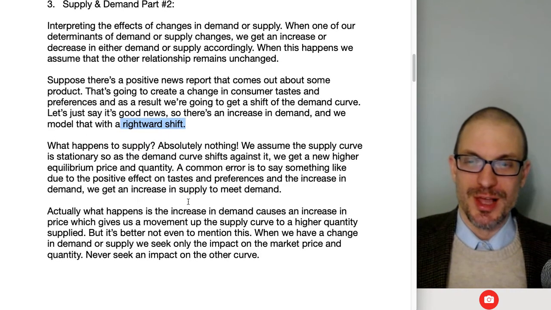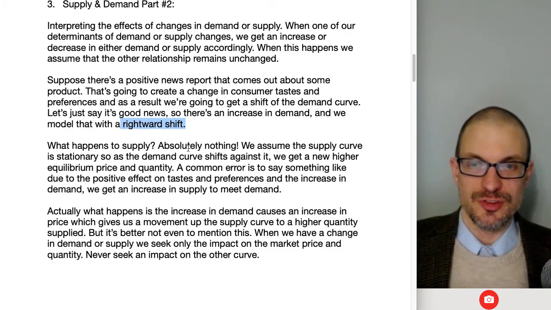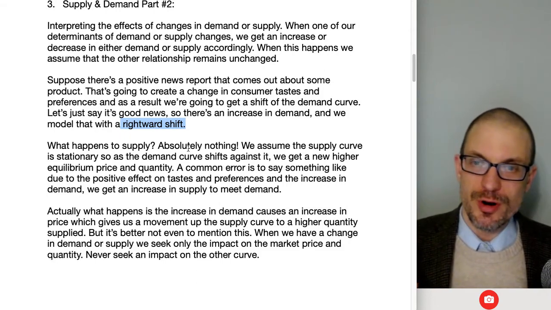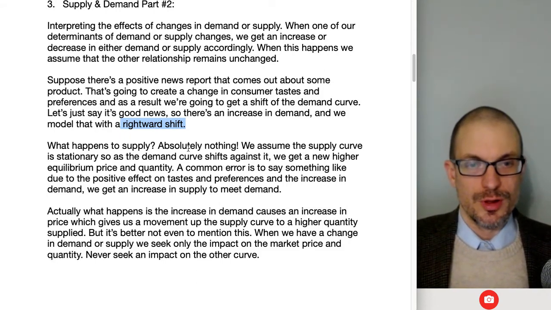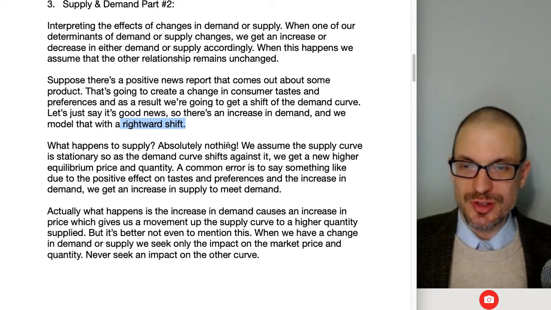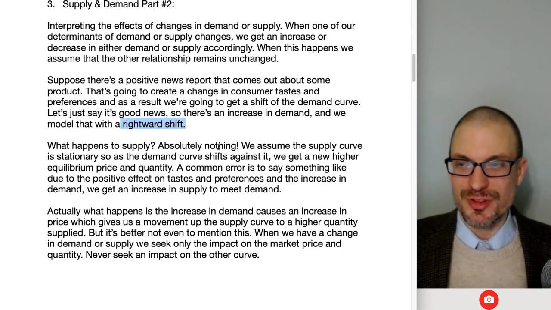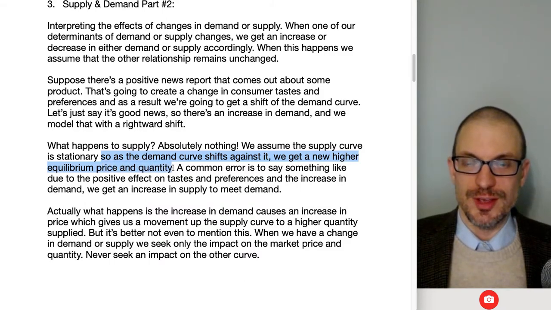What happens to supply? Absolutely nothing happens to supply. This is what I mean by just assuming that the other curve is entirely stationary. We've got this positive news report, get an increase in demand, model that as a rightward shift, and then against a stationary supply curve, right? So we assume absolutely nothing else about what's happening on the supply side. As the demand curve shifts, we're going to get a higher equilibrium price and quantity.